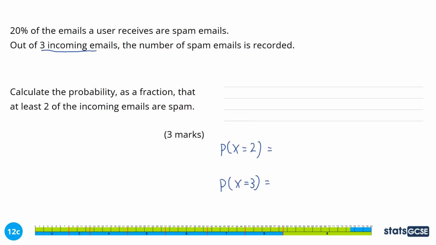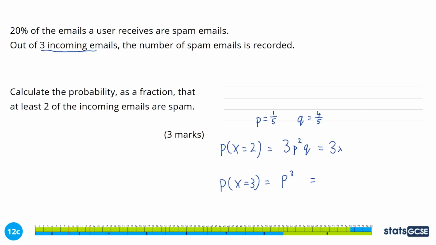Now, we're going to first of all say that P is going to be our 20 over 100, or let's use 1/5 now, and Q is going to be the probability of not getting a spam email, which will be 4 over 5. Using Pascal's triangle, we know that it's going to be 3 P squared Q for the probability that X is 2, and then it's just going to be P cubed for the probability that X is 3. And let's work this out.